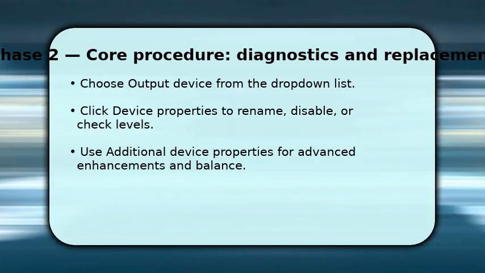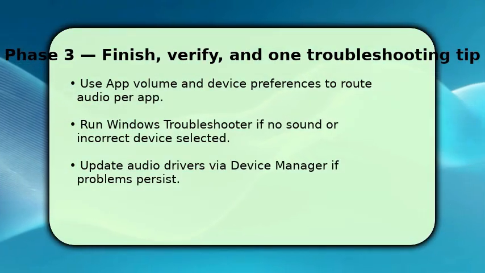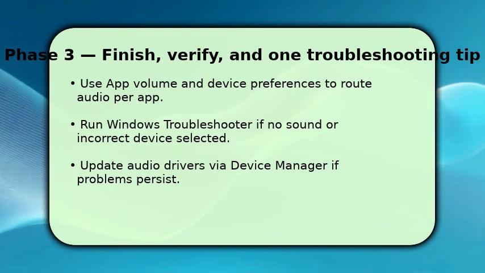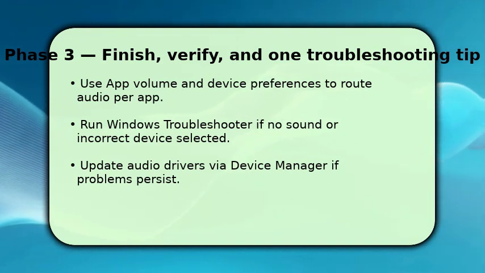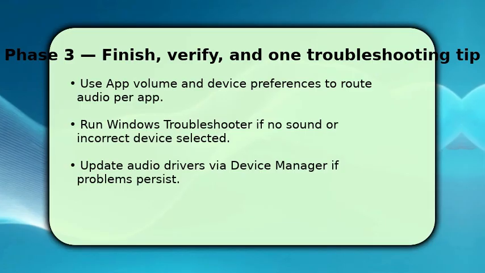Finish by configuring app volume and device preferences to route sound per application if needed. This is helpful when you want music on speakers and calls on headphones. If you still have no audio, run the Windows Troubleshooter. It detects common issues and suggests fixes.